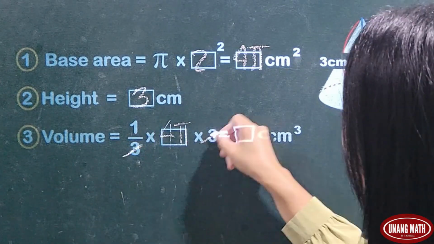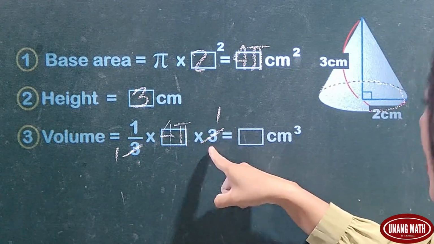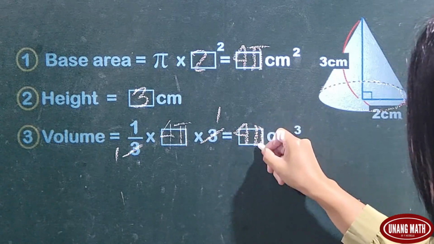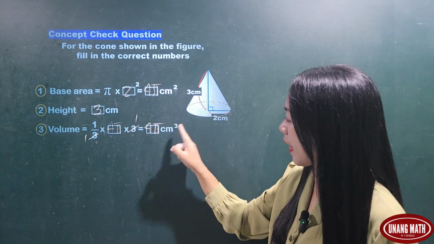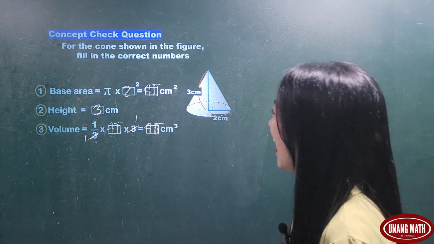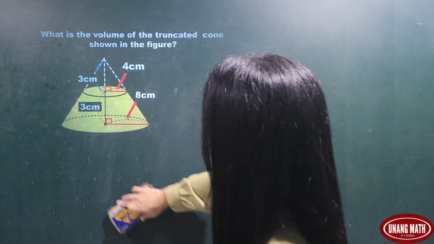So if we simplify, this is 1, 1. So 1 times 4 pi times 1, that's going to be 4 pi. So the volume of this cone is 4 pi cubic centimeters. Okay, moving on. Let's answer this problem.